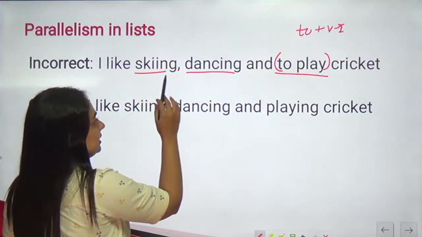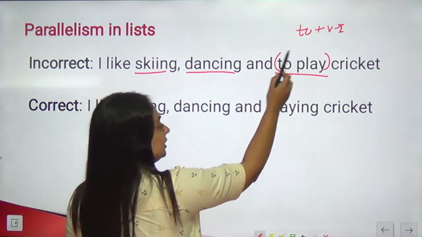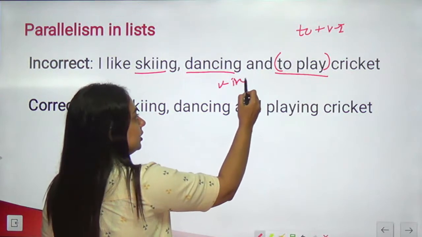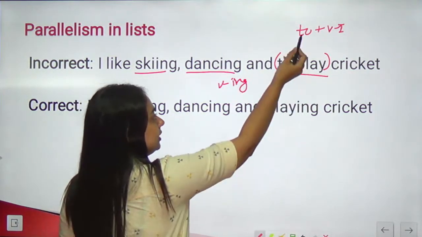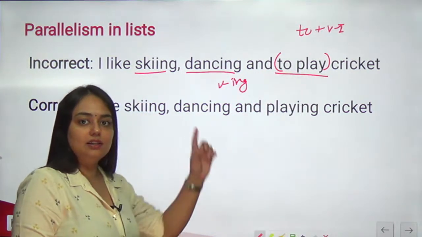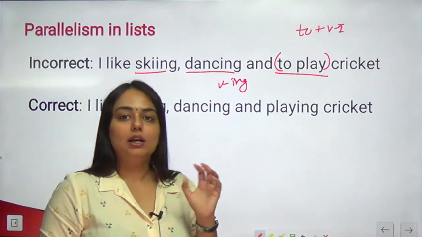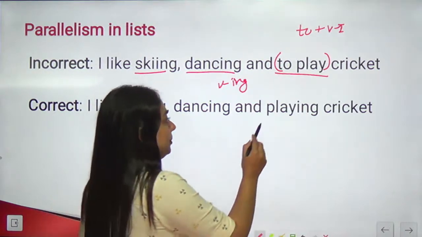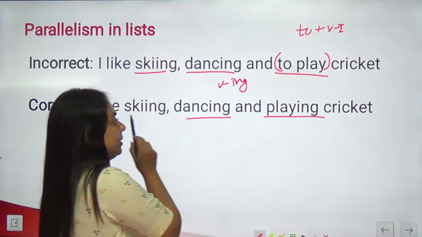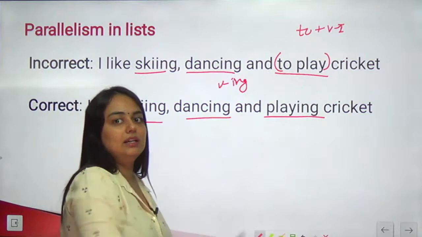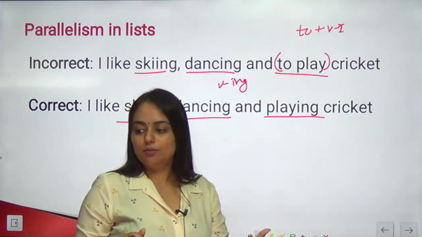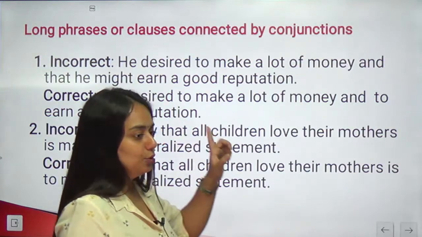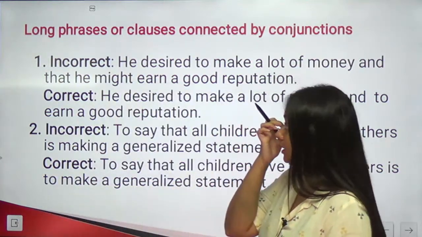I like skiing, dancing and... how can I suddenly change the grammatical form? Instead of using verb ing, a continuous verb, why did I use the infinitive here? It doesn't sound well; it creates a grammatical anomaly in the sentence. So it's compulsory that you keep the structure the same. I like skiing, dancing and playing cricket. Now the sentence sounds better. So this is the grammatically correct form. This is how you can find errors in a list of items.